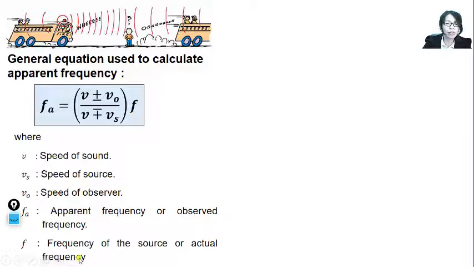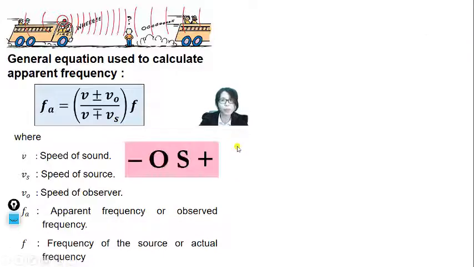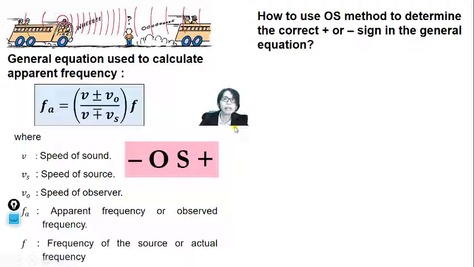F refers to the frequency of the source, or we call it the actual frequency emitted by the source of the sound. Okay. So you notice that we have a plus or minus sign for the speed of the observer and also a plus or minus sign for the speed of the source. So how do we determine the correct plus or minus sign in various situations? We are going to use the OS method.